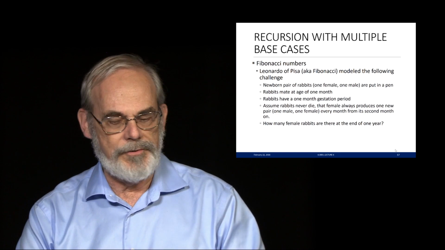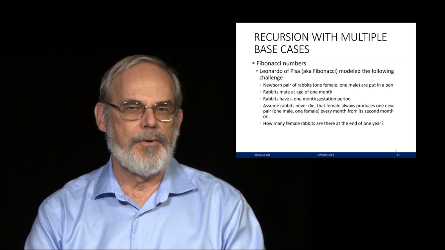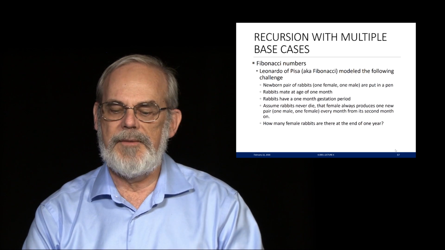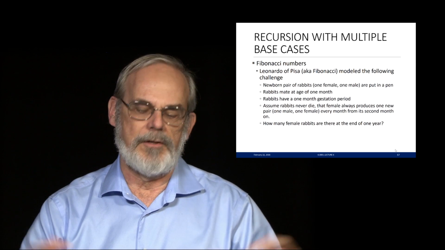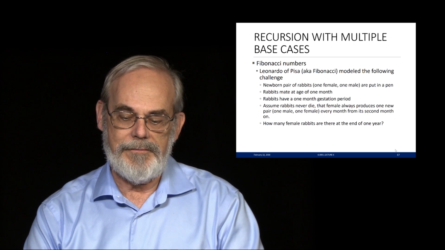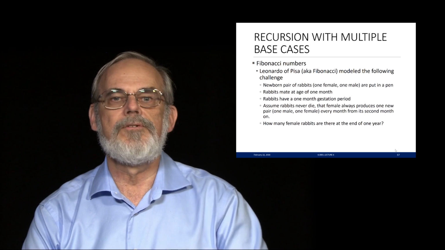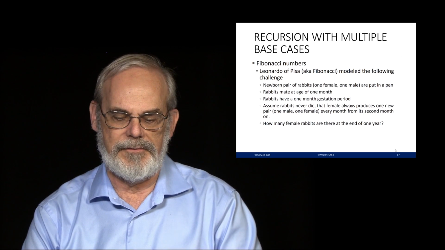Leonardo of Pisa, also known as Fibonacci, posed the following challenge. He said, imagine I put a newborn pair of rabbits, one female, one male, in a pen or an enclosure. And I'm going to assume that rabbits mate at age 1 month, and that rabbits have a 1-month gestation period. That is, the female produces a new pair at the end of a month.